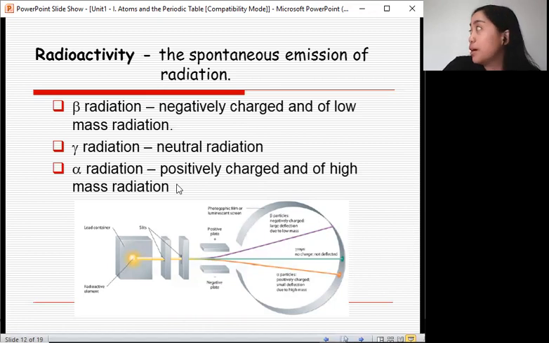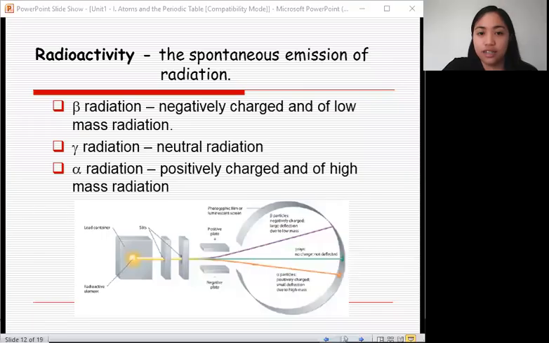So while the gamma radiation has a neutral radiation, so makita ninyo straight ra siya, relax ra kayo siya. Therefore, also wala sad siya charge, so neutral siya. While the alpha radiation is a positively charged and of high mass radiation.